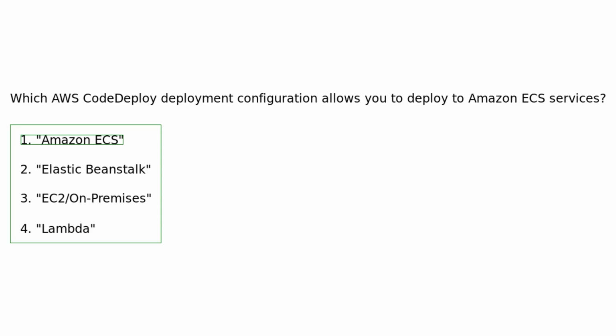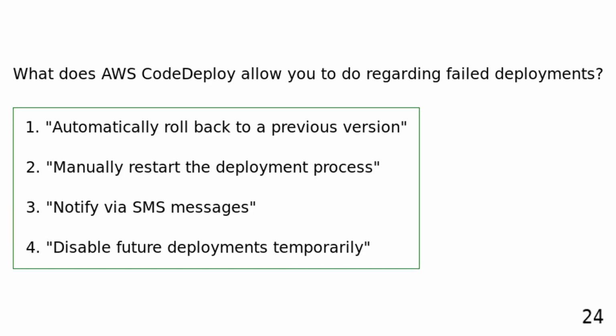What does AWS CodeDeploy allow you to do regarding failed deployments? Automatically roll back to a previous version. Manually restart the deployment process. Notify via SMS messages. Disable future deployments temporarily. AWS CodeDeploy allows automatic rollback to a previous version in case of failed deployments.